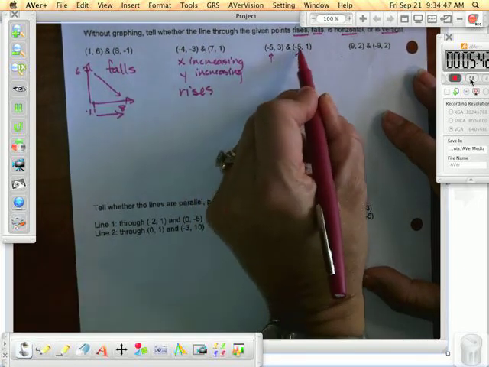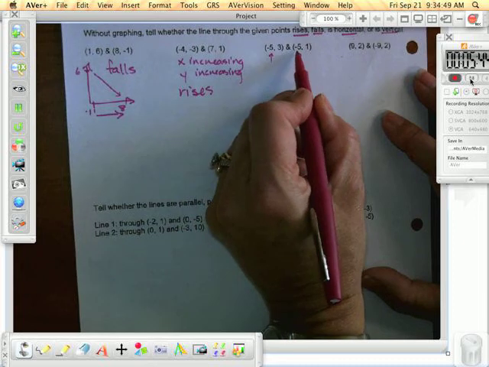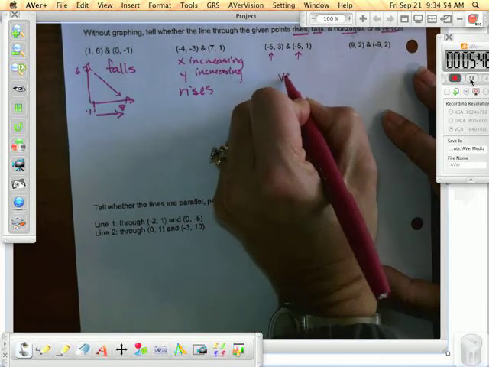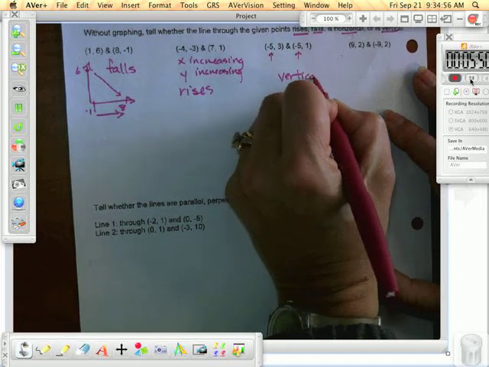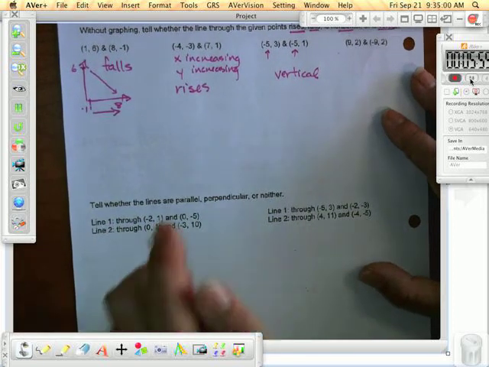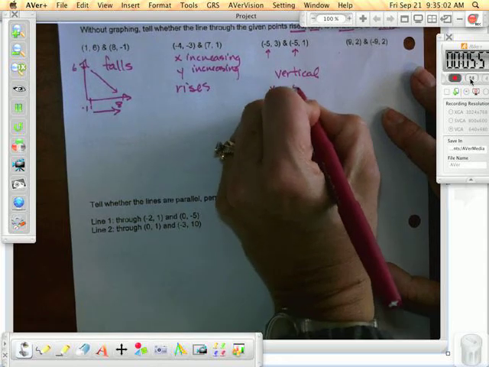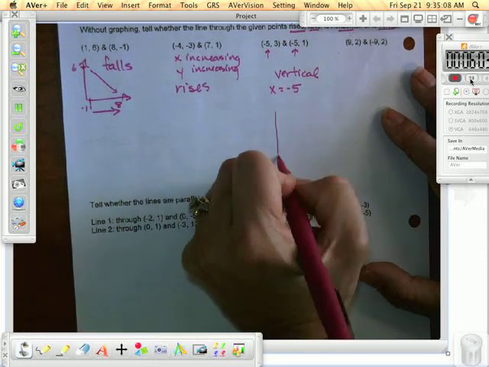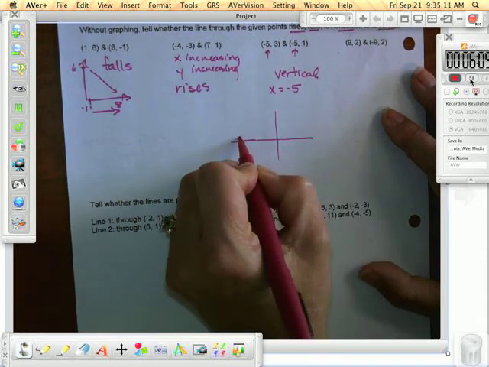Yeah, the x's are staying the same. So that means that it's going to be a vertical line. Whenever the x's are the same, it's a vertical line. X is always going to equal negative 5. No matter how many points you put on that graph, x will always be negative 5. So even though it says not to graph, I just want people to be able to visualize that.